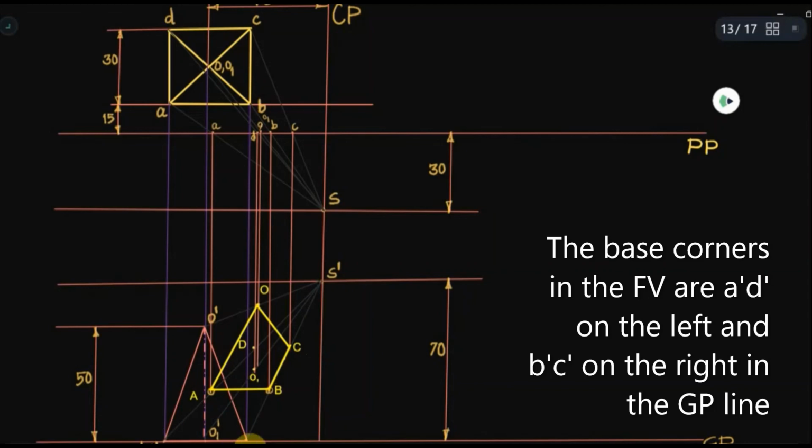See this is the front view and the observer is looking from the top actually. From the top means slightly above the apex. See, the apex is at a height of 50 mm from the ground plane, but the position of the eye of the observer is 70 mm above the ground plane, and the observer is positioned towards the right of the square pyramid.